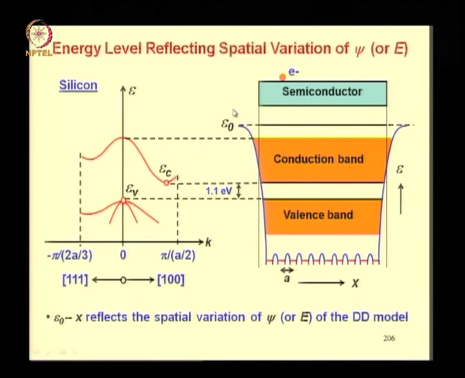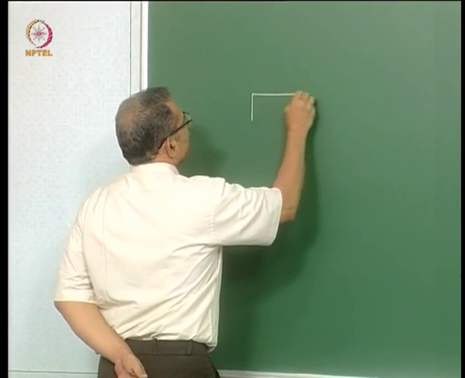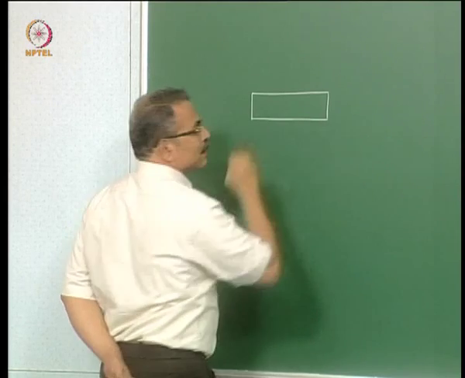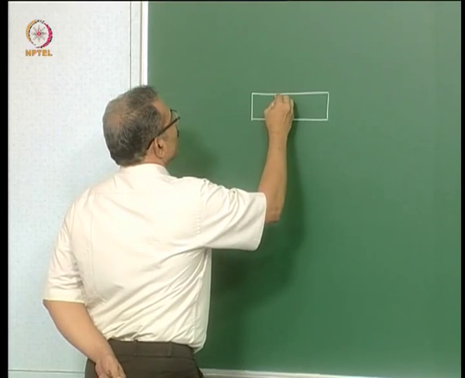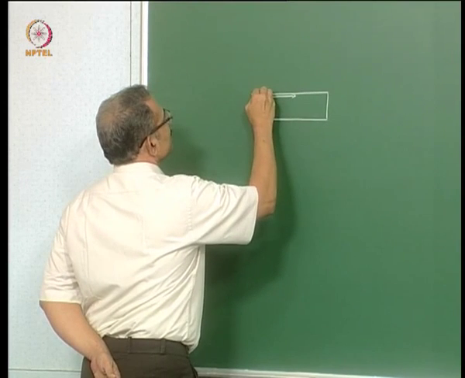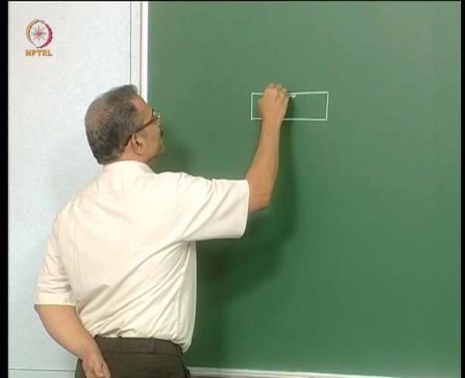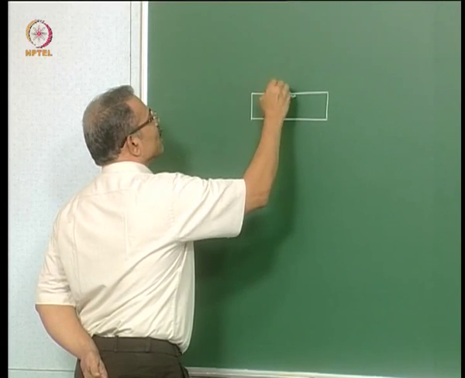Now why should the energy of an electron touching the semiconductor surface from outside in vacuum reflect the electrostatic potential? Suppose you have a semiconductor like this, and there is an electric field inside. Then this electric field will cause a potential variation on the surface, and this potential variation can be sensed by the electron which is present here.